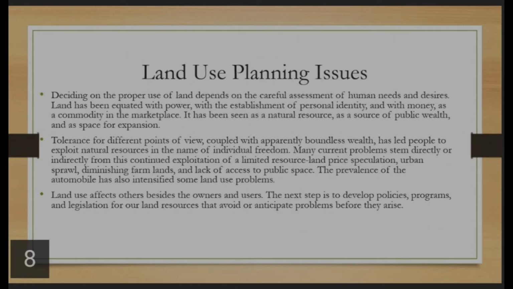Tolerance for different points of view, coupled with apparently boundless wealth, has led people to exploit natural resources in the name of individual freedom. Many current problems stem directly or indirectly from the continued exploitation of a limited resource, land: price speculation, urban sprawl, diminishing farmlands, and lack of access to public space. The prevalence of automobiles has also intensified some land use problems. Land use affects others besides the owners and users. The next step is to develop policies, programs, and legislation for our land resource that avoid or anticipate problems before they arise.